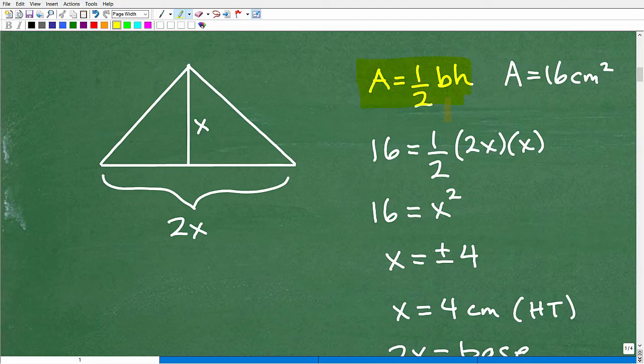Area equals 1/2 base times height. So what is our area? Okay, well, it's given to us as 16 centimeters squared, but we'll just plug it in as 16. We can skip the units of measure right now. We'll deal with that at the end.